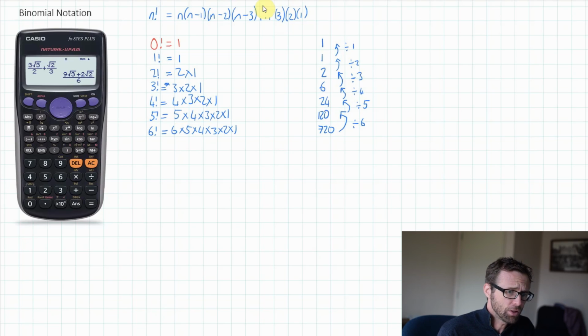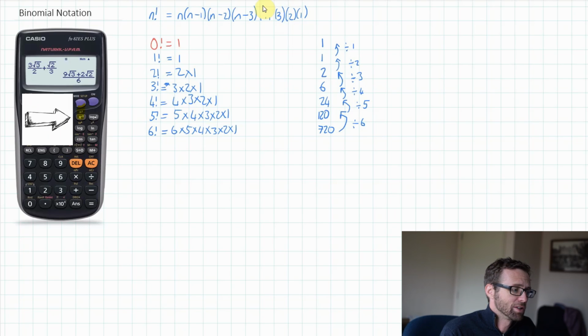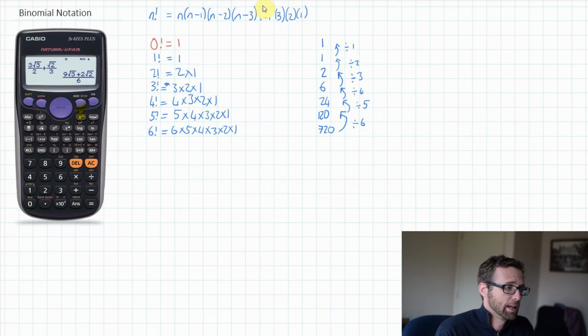Okay, so that's factorials. Now, you can find the factorial button on your calculator. I'm highlighting it here. Hopefully you can see that. You're going to need to apply the shift button to get to it, but that's the factorial button there, 1 down and 1 to the left from the on button on our calculators.